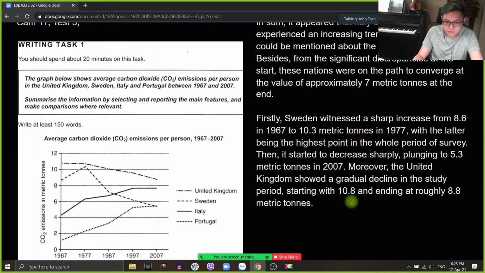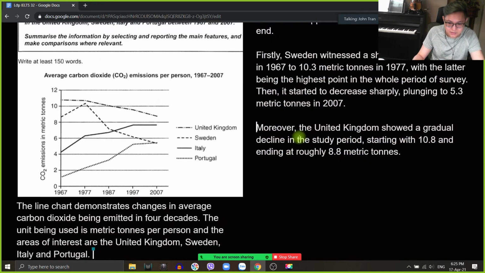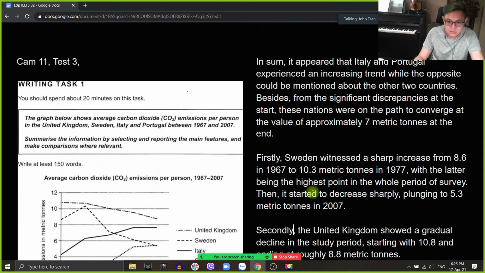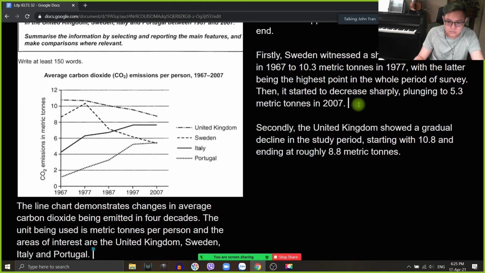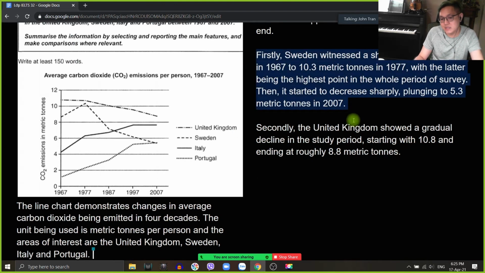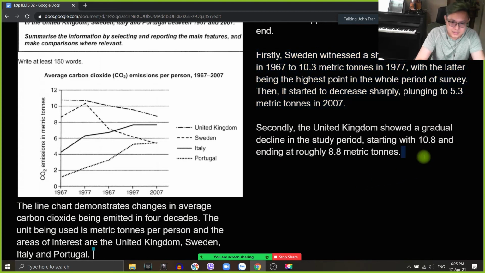I think maybe we can just put it like here, another paragraph, and say secondly. Remember, a paragraph is minimum 2 sentences, okay? Secondly, the United Kingdom showed a gradual decline in the study period, starting with this and that. However, so basically we are stating something opposite. So that's why I'm using the word however.